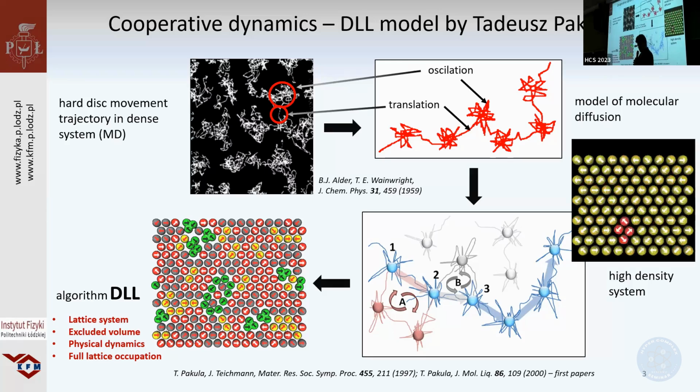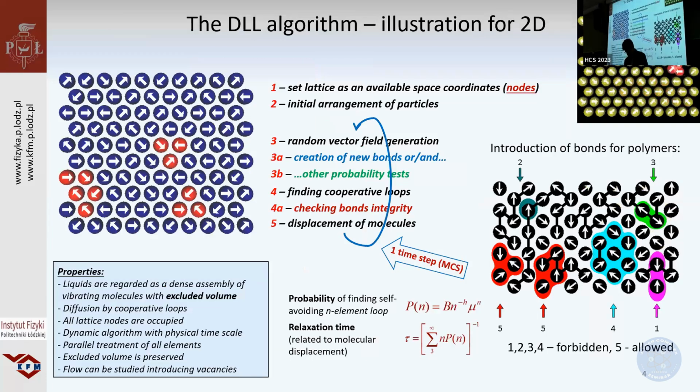Movement in such a system can be said to be of two types. Translation of movement over a longer distance, and oscillation of a given object as a result of the caging effect from neighbors. One time step involves the completion of several stages. Drawing those direction vectors that correspond to the motion test, we can create new bonds, other probability tests related to other interactions. We search for cooperative groups. We check the integrity of bonds. We move along accepted loops.